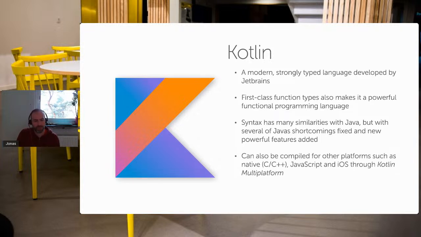What's also really cool with Kotlin is that it can be compiled for other platforms using something called Kotlin Multiplatform. So you can actually set up projects where, using Kotlin code, you can build binaries and apps, for example, C++ that is run natively on Windows or Linux or whatever. You can compile it down to JavaScript and even to iOS.